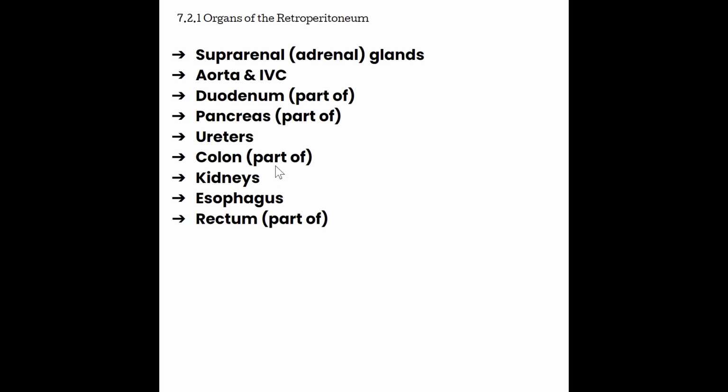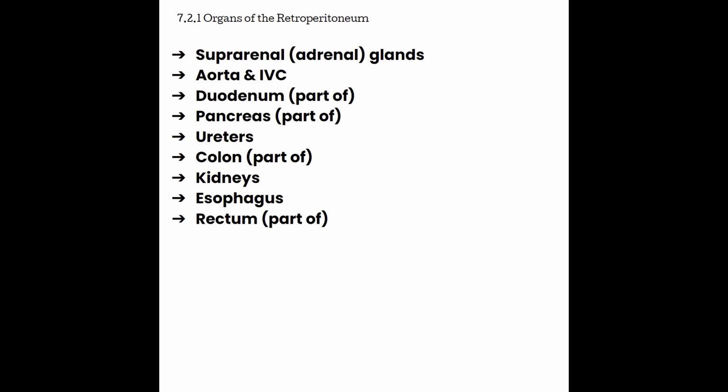The sigmoid colon is part of the peritoneum, but most of it sits in the retroperitoneum. Same with the rectum. The superior portion of the rectum does sit in the peritoneum, but most of it sits in the retroperitoneum. So this list of retroperitoneal organs is all-inclusive. I would remember these organs versus knowing that there are parts of these organs that lie within the peritoneum. So classify them as retroperitoneum versus peritoneum.